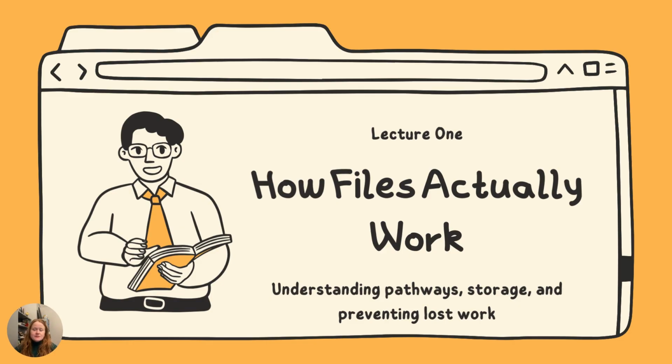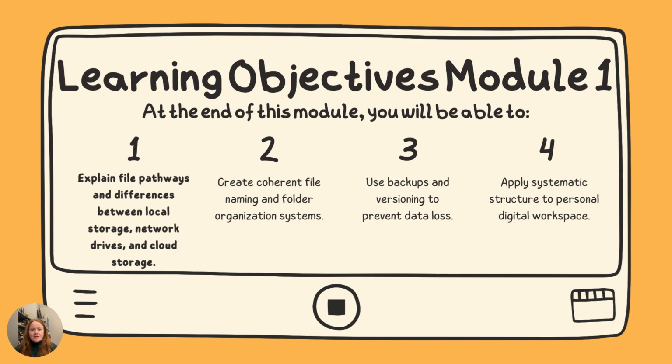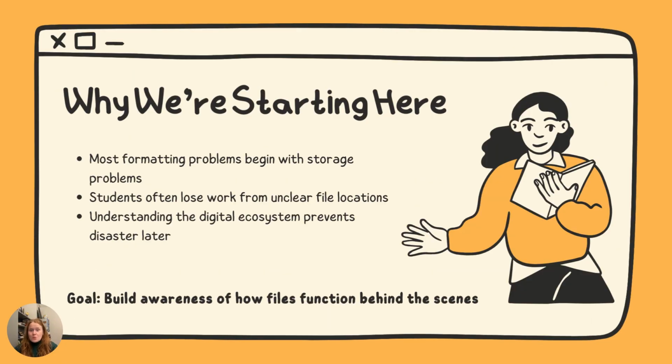We're going to look at some storage options and preventing lost work. There's a lot of different things involved in this. And like I've said in the intro, this is not going to be exhaustive. I'm going to give you the key points, and I'm going to point you in the direction to find more about anything you could want to find about. So, our learning objectives for this first module are all on the screen. In this lecture, we're specifically going to be thinking about file pathways and starting to get into the differences between local storage, network drives, cloud storage, all of those different types of things, just so you can know where the files are once you know what they are.